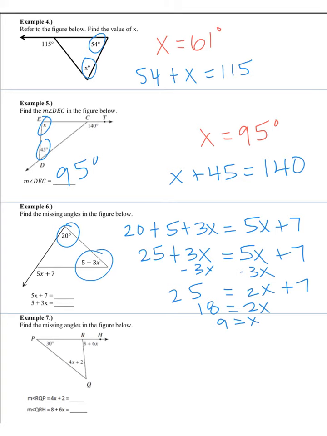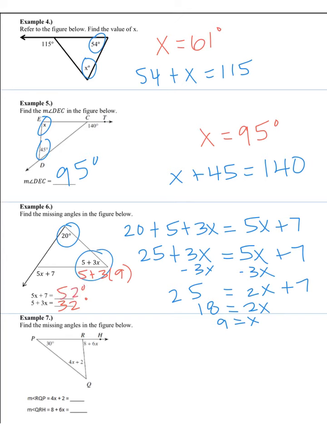All right, they asked us to find the missing angles, not just x. So this angle said 5 plus 3x. So I'm going to plug this in. So 5 plus 3 times 9. So 9 times 3 is 27, and 27 plus 5 is going to give us 32. And the outside angle, we have 5x plus 7. So 5 times 9 is 45, and 45 plus 7 is going to give us 52.